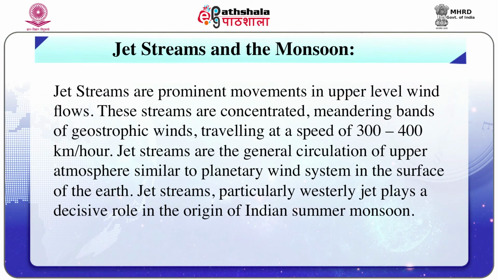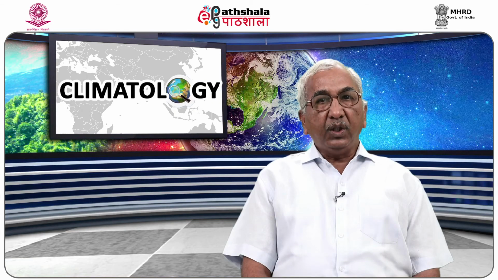Jet stream and monsoon. Now, the second aspect of this: jet streams are prominent movements in upper level wind flows. These streams are concentrated meandering bands of geostrophic winds traveling at a speed of 30 to 40 km per hour. Jet streams are part of the general circulation of the upper atmosphere, similar to the planetary wind system, between the equator and about 30 degrees north, in which there are easterly trade winds at lower levels and westerlies aloft.